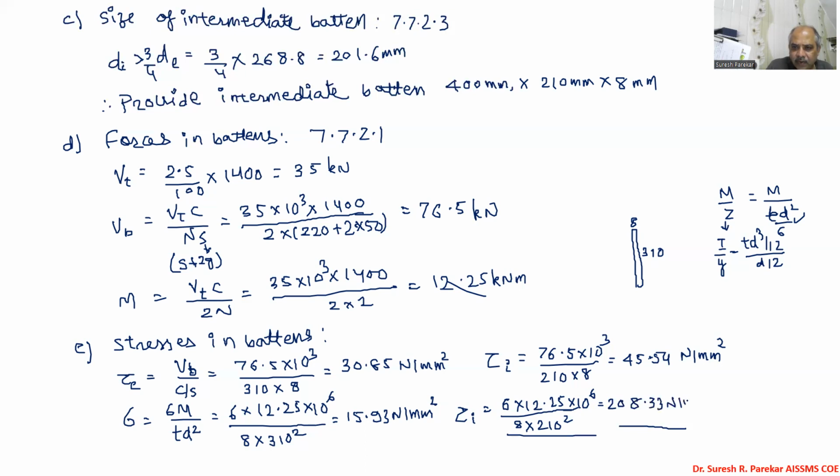I will just calculate this value also: 6 into 12.25 to the power 6, divided by 310 square, 95.60. So this is the value.